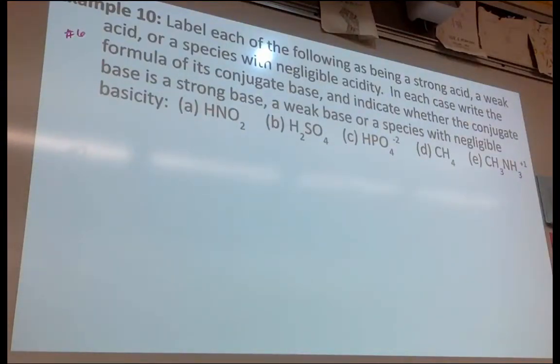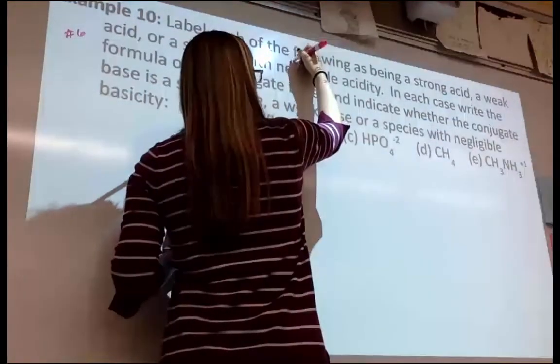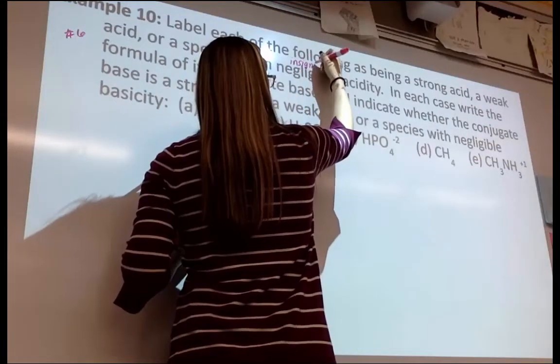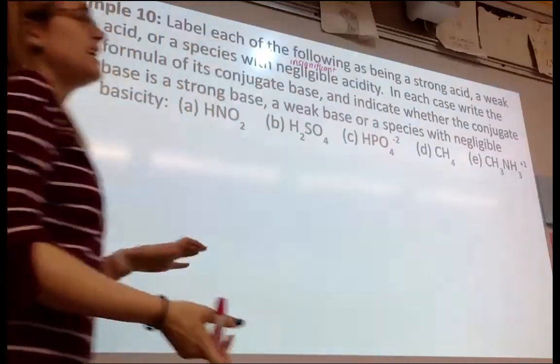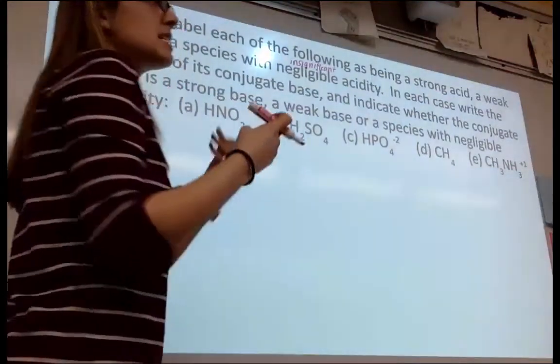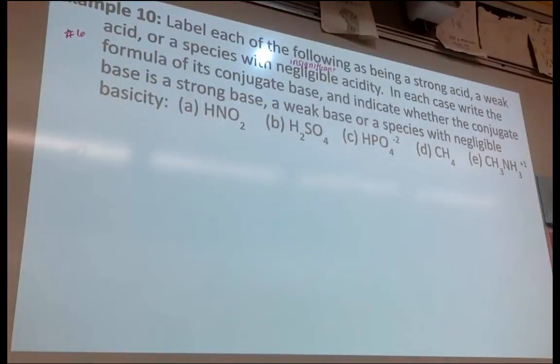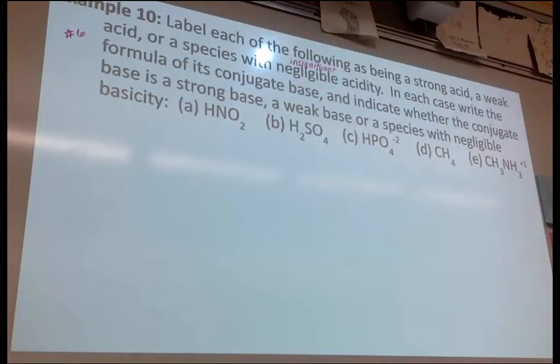And so for this example, it says label each of the following as being a strong acid, a weak acid, or a species with negligible acidity. So when it says negligible acidity, negligible means insignificant. Or we always would say it's neutral. So negligible acidity means that it's not acidic, right? So we could think about it as being a neutral substance. So these are all acids, right? It tells us strong acid, weak acid, or insignificant acidity.